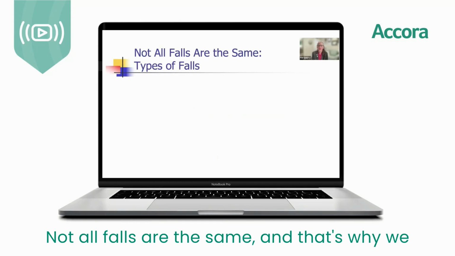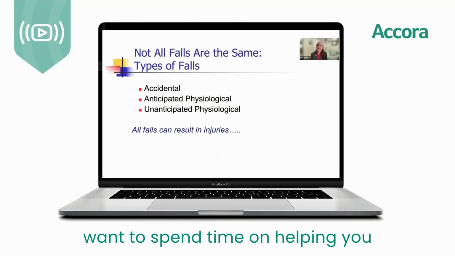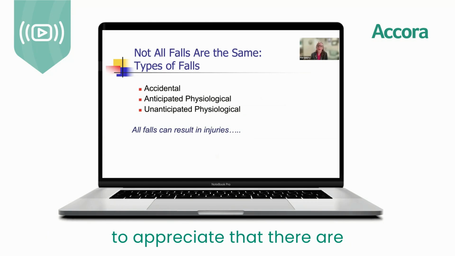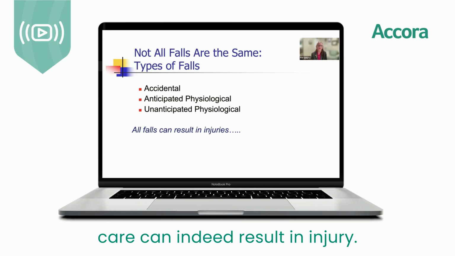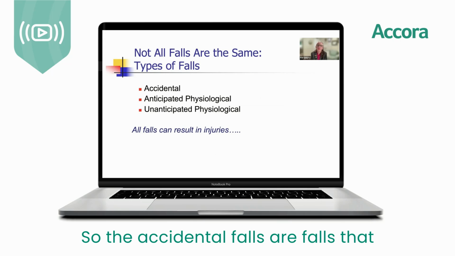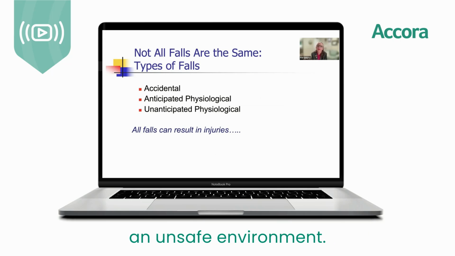Not all falls are the same. And that's why we want to spend time on helping you to appreciate that there are different types of falls. But all of the falls that someone has in your care can indeed result in injury. So the accidental falls are falls that happen because of an unsafe environment.